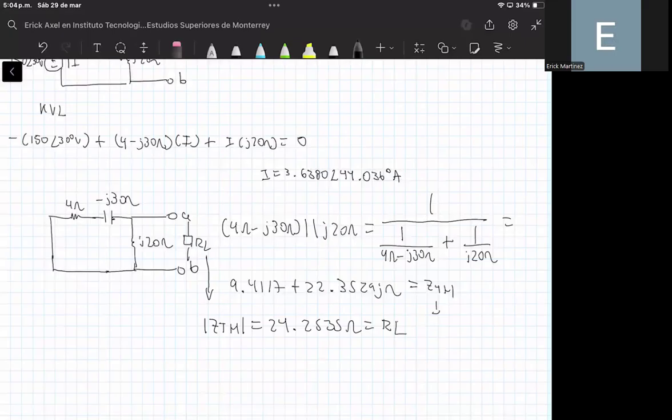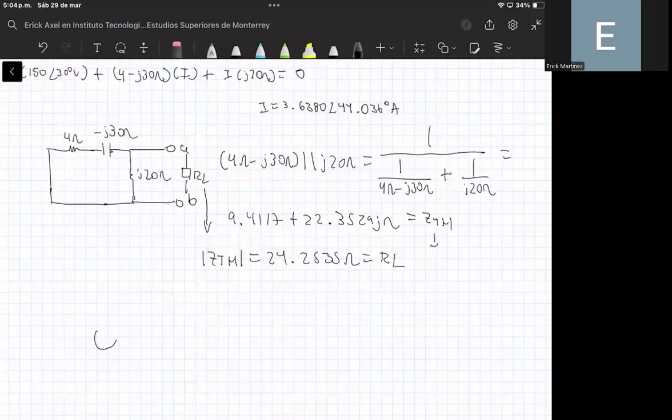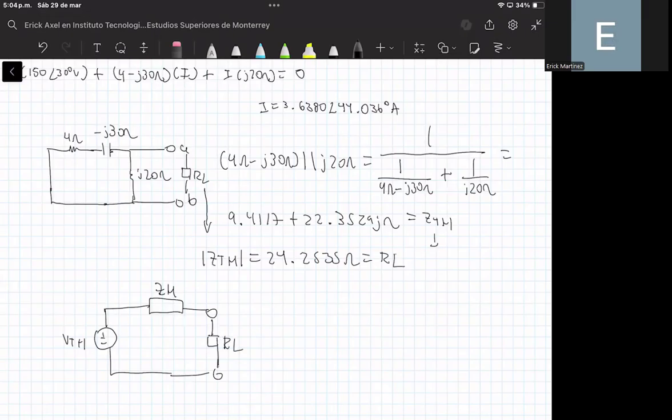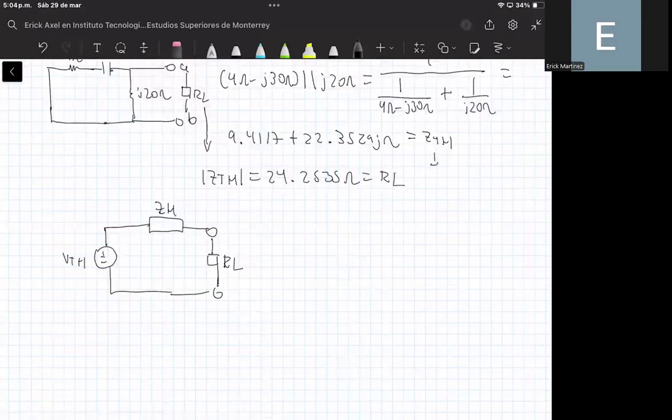a resistor. Now we can write the Thevenin equivalent. Here we have the Thevenin voltage, and here we have the Thevenin impedance. Now we can connect between the two terminals of this Thevenin equivalent circuit the value of RL. And what else can we do? Well, one of the things that we can do is to compute the current.